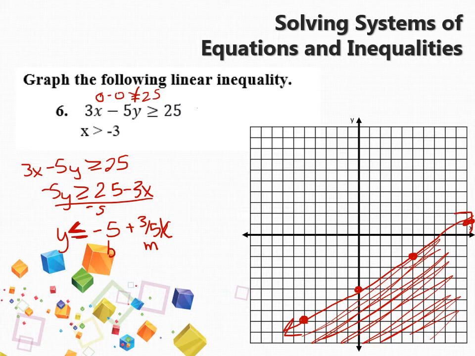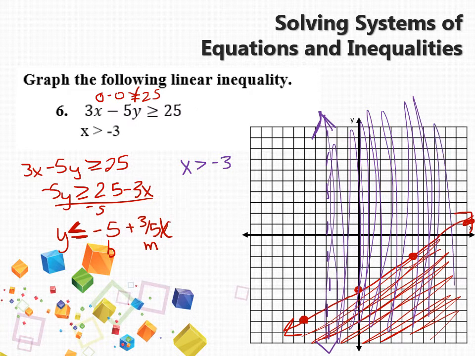The second equation says x is greater than -3. That means we're going to slice the x-axis at -3 with a dashed line. So this is a vertical slope. It says greater than, 0 is greater than -3, so we're going to shade to the right.